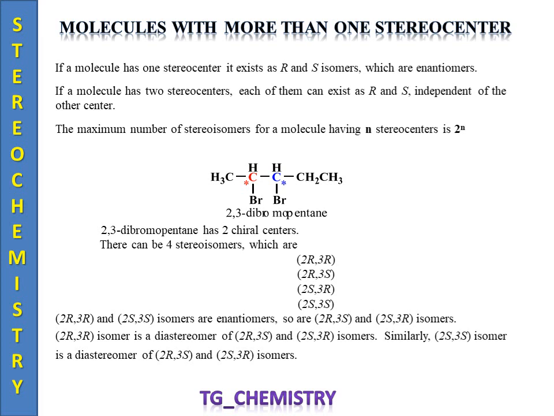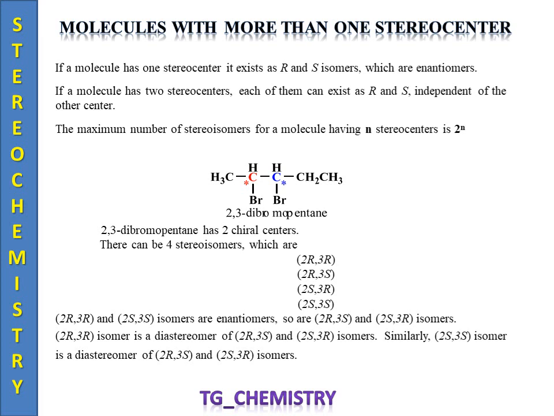Now, if we consider the molecule 2,3-dibromopentane, you can see the two chiral centers where the two bromine atoms are attached, and therefore 2 to the power 2, that means there can be 4 stereoisomers for the 2,3-dibromopentane molecule. It can be 2R,3R, 2R,3S, 2S,3R, or 2S,3S. All these 4 stereoisomers are possible.